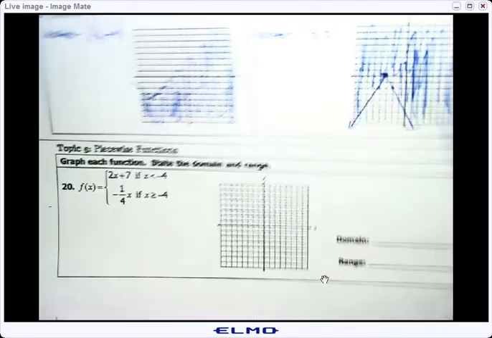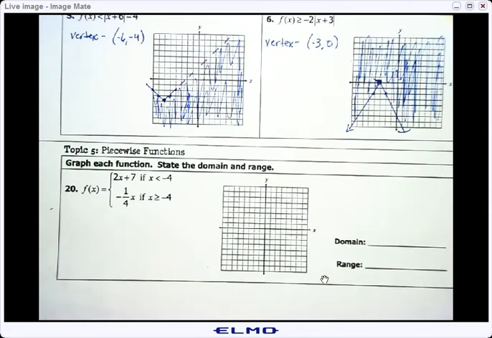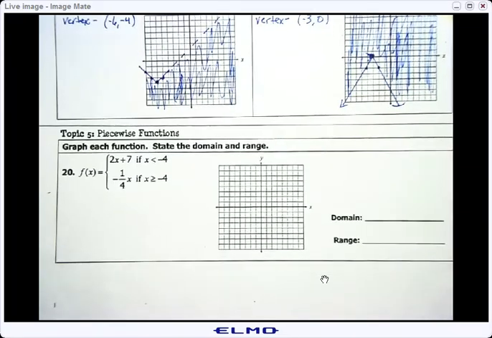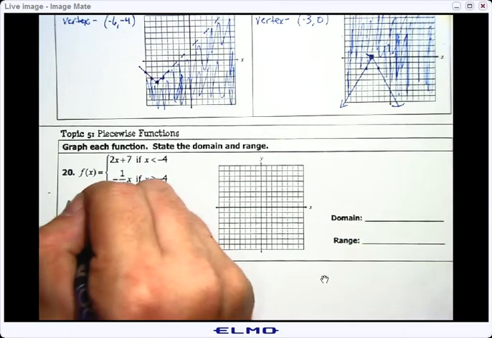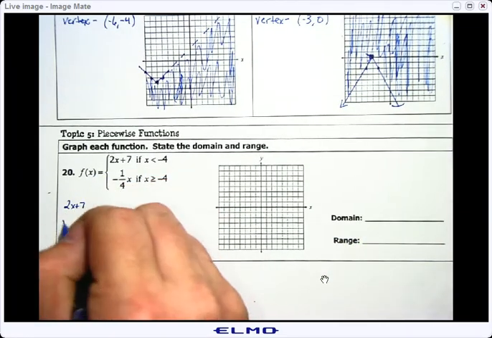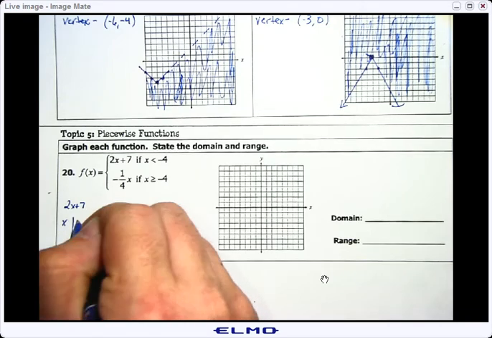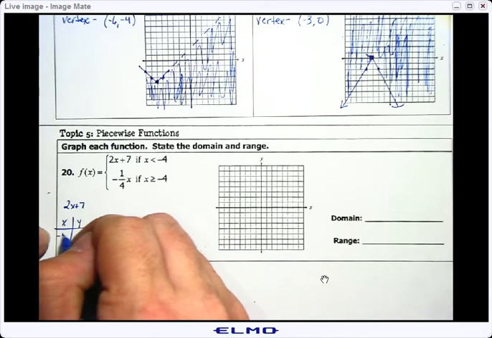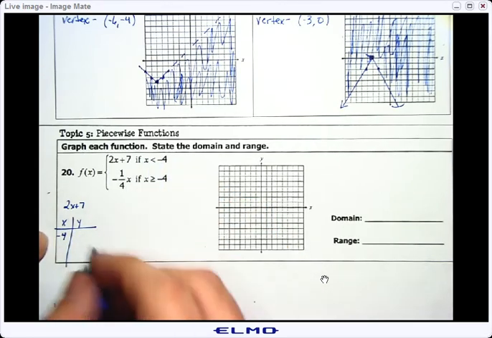Next one, jump to number 20. So here we're just graphing the piecewise function. I'm just going to do this using a table like we discussed. So I'm going to take that first piece, come up with a table. So first x is where it ends, and then any numbers less than that.